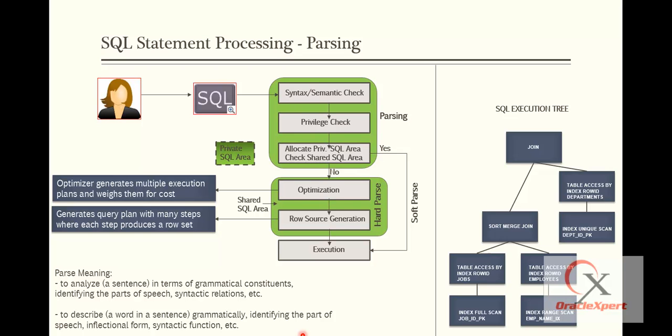From optimization, the next step, which is again very time consuming, is row source generation, again part of hard parsing. In the row source generation, it generates a query plan with many steps where each step produces a row set, and then it moves on to the execution. So obviously you are taking a longer route: optimization, row source generation, part of hard parsing, and then going to the execution, as against bypassing these costlier phases and directly coming to the execution phase. This is exactly what a soft and a hard parse is.